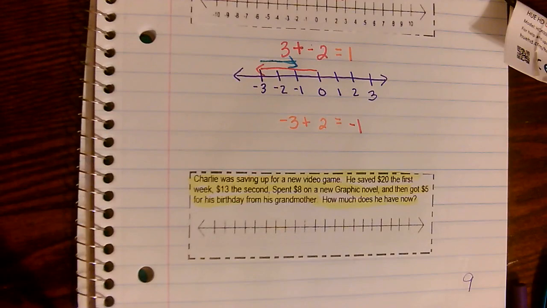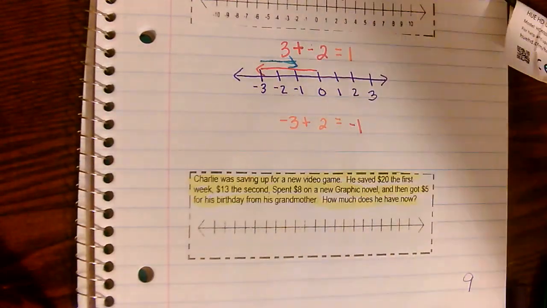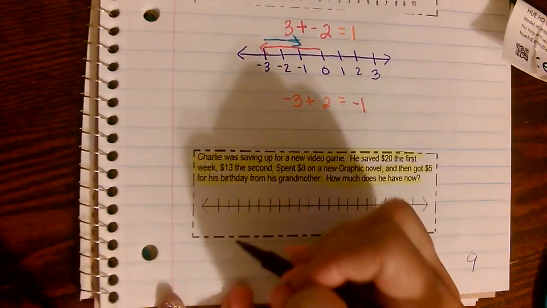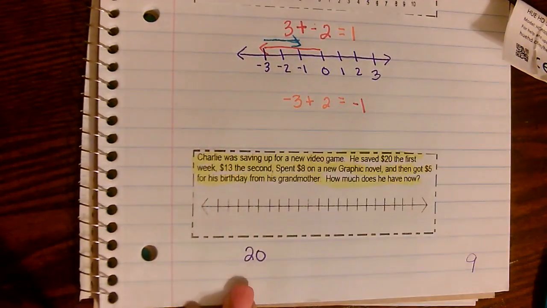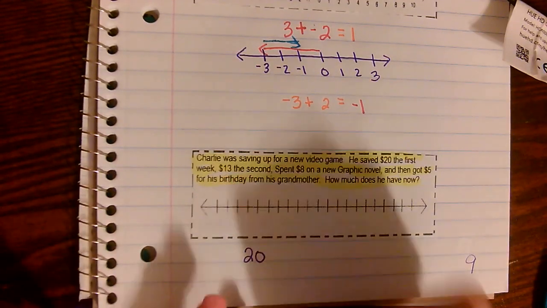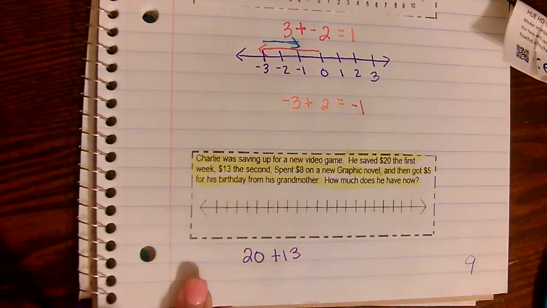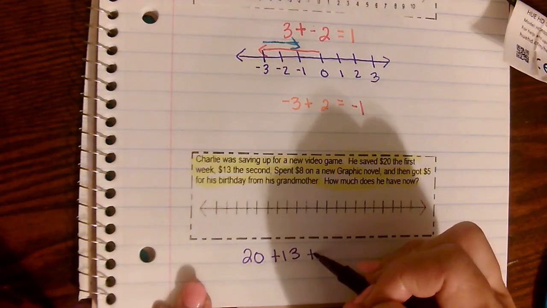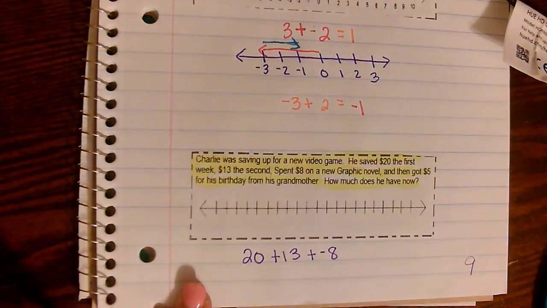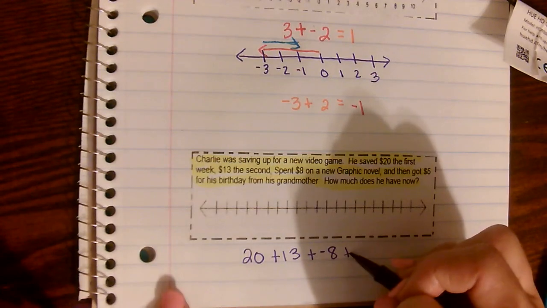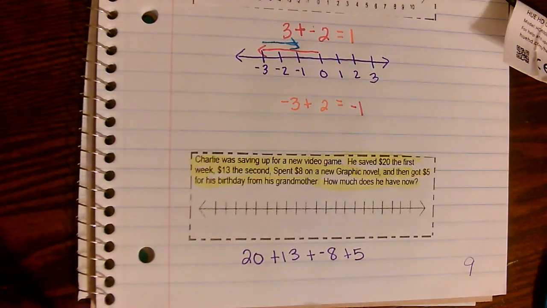All right. Well, let's start with our math problem. Let's write it. Okay? He starts with, I'll put it down here, 20. And that's what he saved. The second week he saved 13 more. So plus 13. But then he spent $8. Well, when we write this as far as integers go, instead of adding 8, he's adding a negative 8. And then he got $5 for his birthday. So plus 5. Okay?